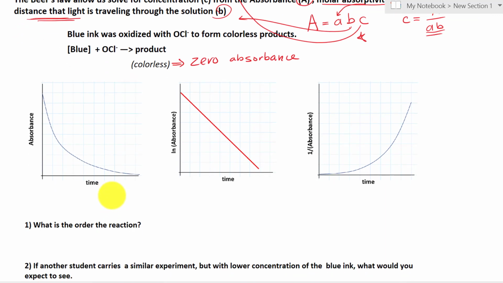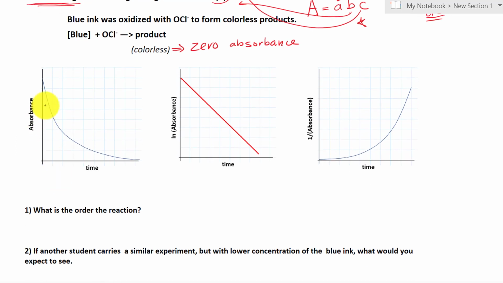So what we have here are three data points. These are hypothetical data. Over time, guess what happens to the absorbance of the solution? More of the blue ink will turn into products, so that's why you have the absorbance going all the way to zero, because all the blue ink will be converted to colorless product. And over here, we take this absorbance, we take the natural log of it, and we graph it over time, and we have this straight line graph.